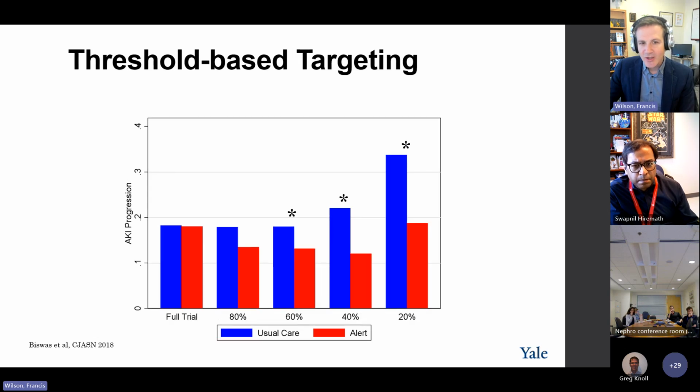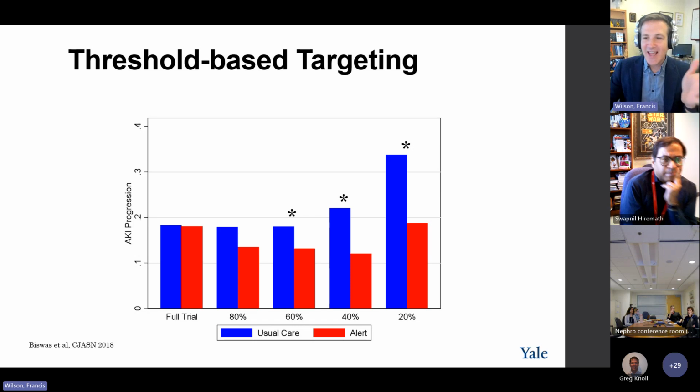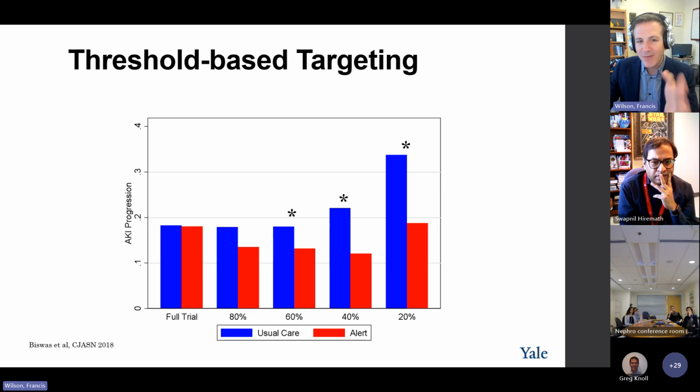If you want to look at how this would look if you narrowed your trial inclusion criteria from everyone with AKI to just the top 80% likely to benefit, top 60%, top 40%, top 20% likely to benefit, this is what those curves look like. So this is an example of enriching a trial, not for the outcome rate, but for the benefit of the intervention.